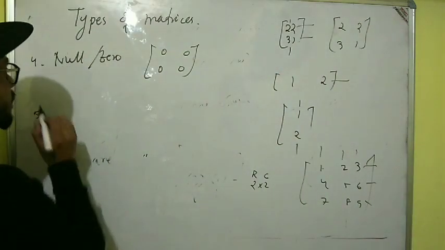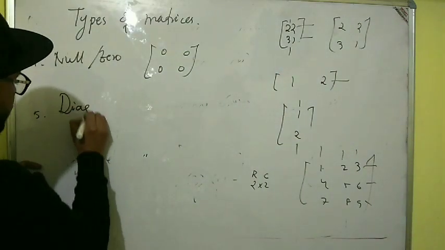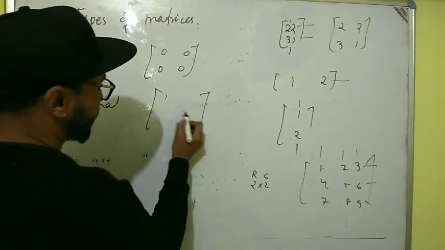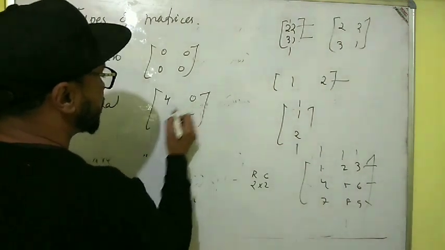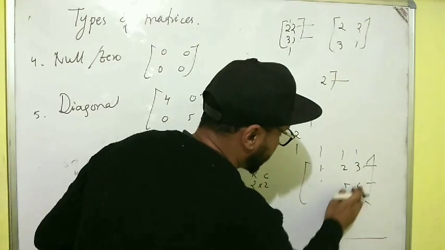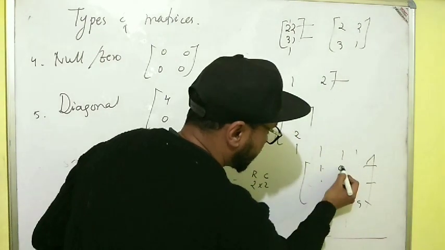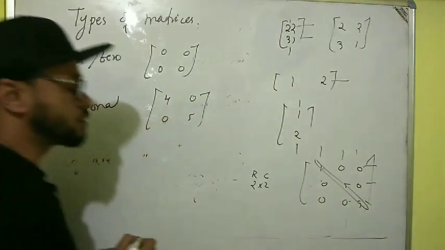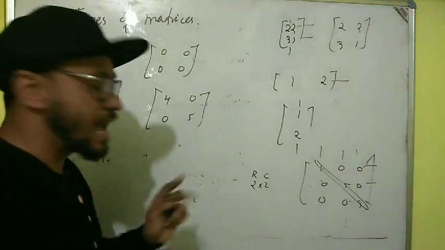Alright, now the fifth one is your diagonal matrix. In the diagonal matrix, what happens? We'll get only the diagonal elements, but the other elements will be zero. For example, if you look at this one, we'll get only the diagonal elements, but the other elements will be zero. Now this is a diagonal element. So this type of matrix is called diagonal.